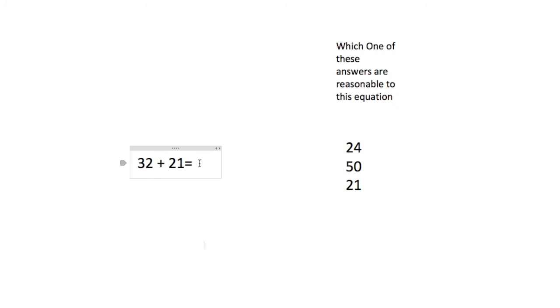Okay, so we have to read the directions first. Which one of these answers is reasonable for this equation? The equation is 32 plus 21. So let's round 32 plus 21 and see which one of these answers we get. 32 would round to 30, and 21 would round to 20. So 30 plus 20 equals 50, which means our answer is 50. Now let's move to our next question here.